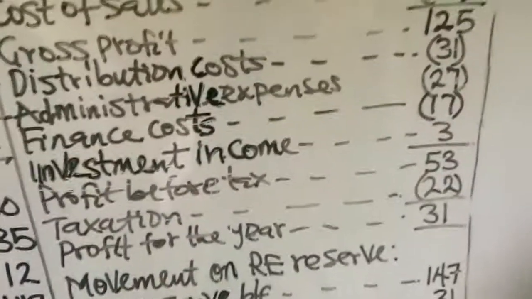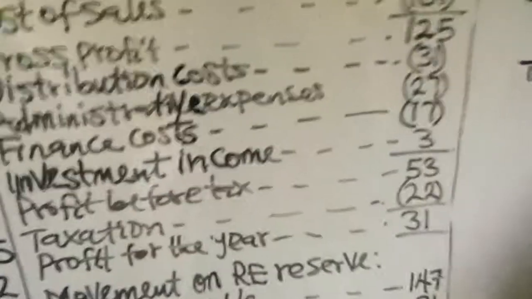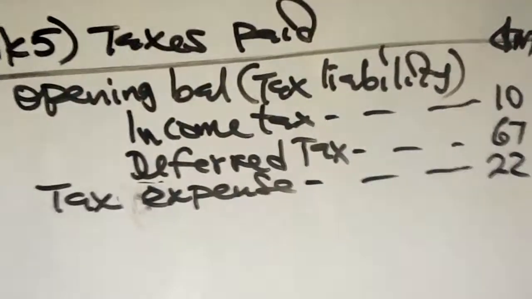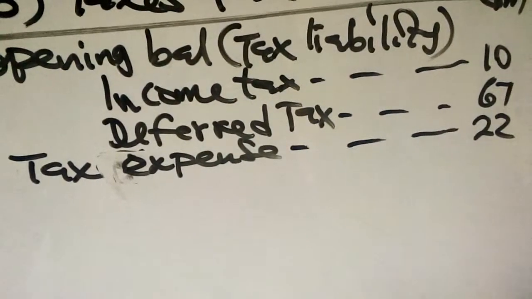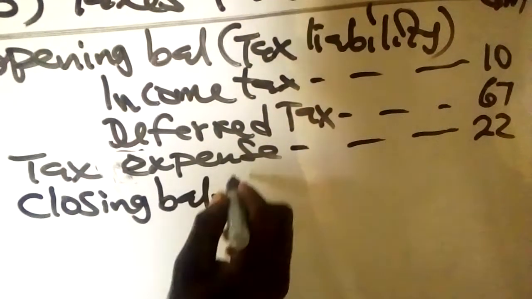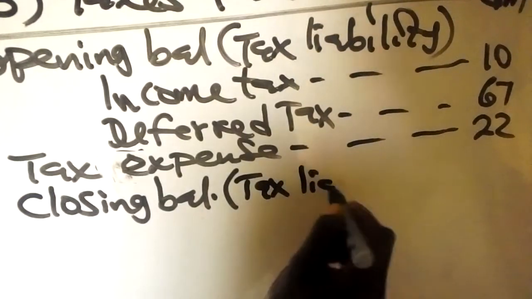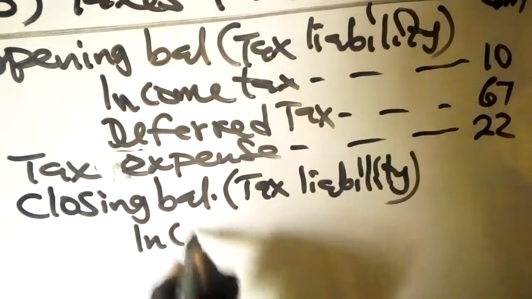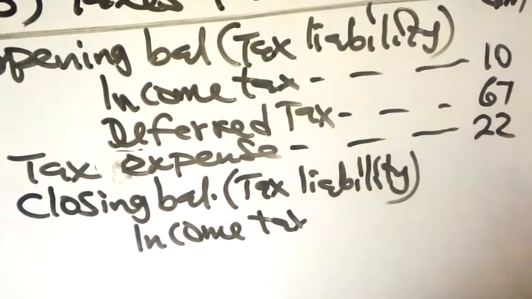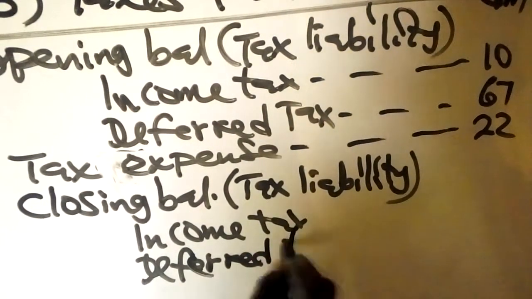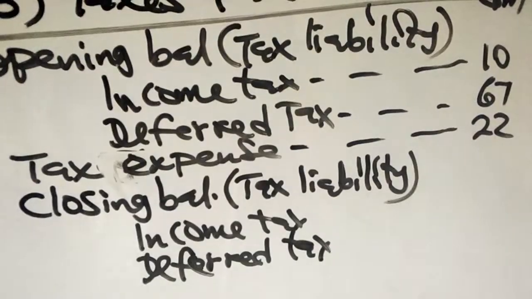Taxation of 22 in the statement of profit or loss. Now let's put it 22. Then you now less the closing balances. That is your tax liability, which will include income tax under current liability and deferred tax under non-current liability. How much is the amount?